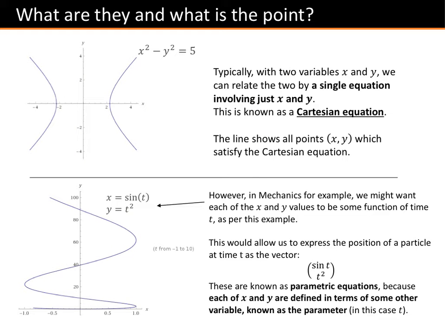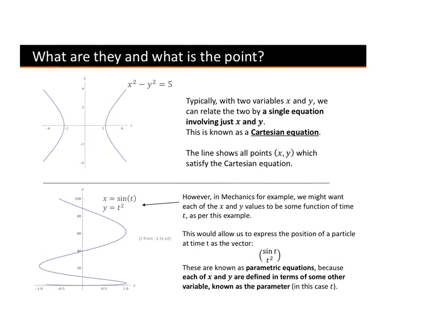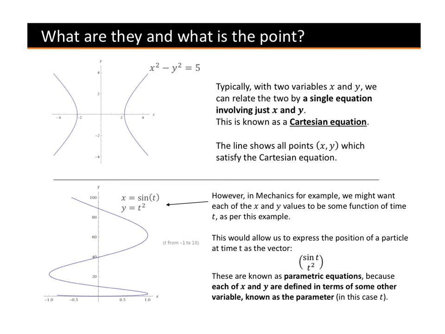So, what are they, and why do you even need to learn about these? So normally we have two variables, x and y, and we can have a single equation involving x and y, which is our Cartesian equation. This is what we know, we love, we're used to, okay? But for any of you who have been studying mechanics, you might want each of the x and y values to be a function of time, perhaps, okay?